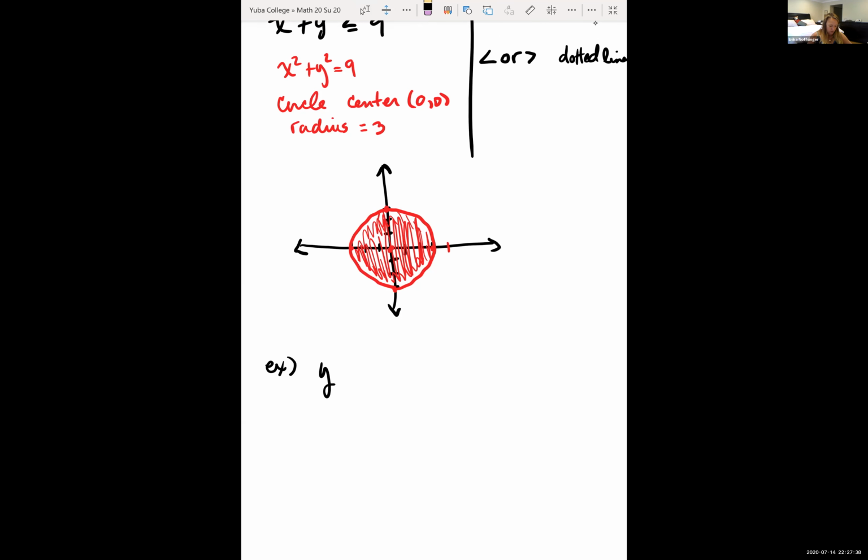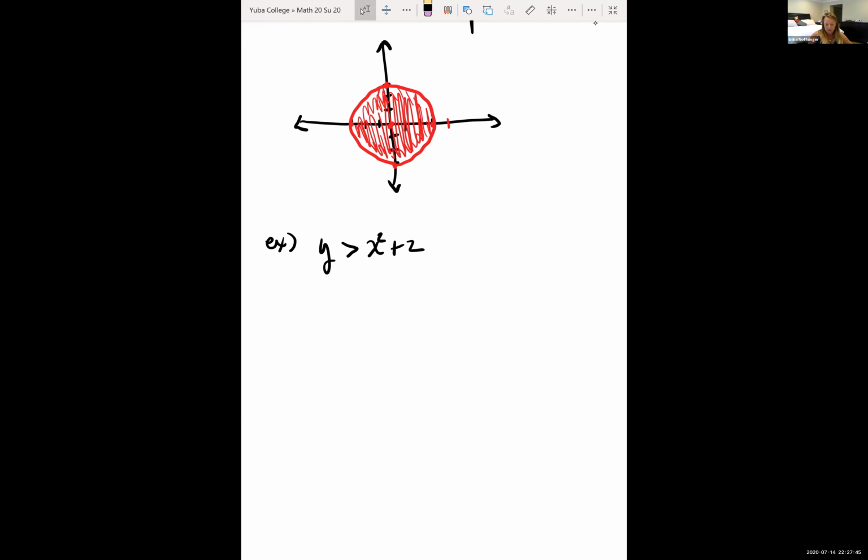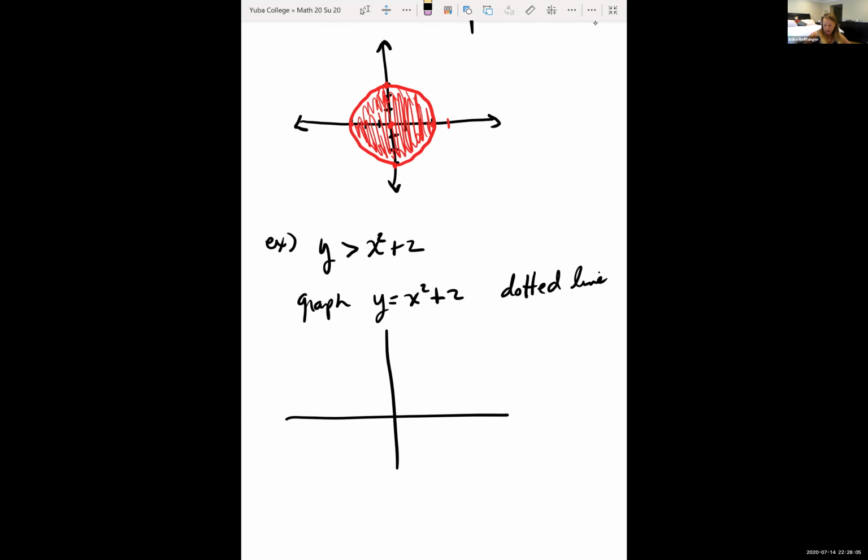Let's say you had y is greater than x squared plus 2. So we want to graph y equals x squared plus 2 and determine if you want your graph to have a solid or dotted line. This is strictly greater than, so we know it's going to be a dotted line. We should be able to bring in our techniques of graphing that we used in this class.